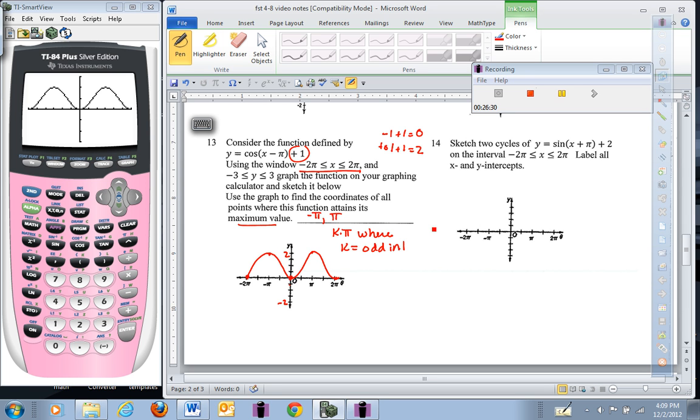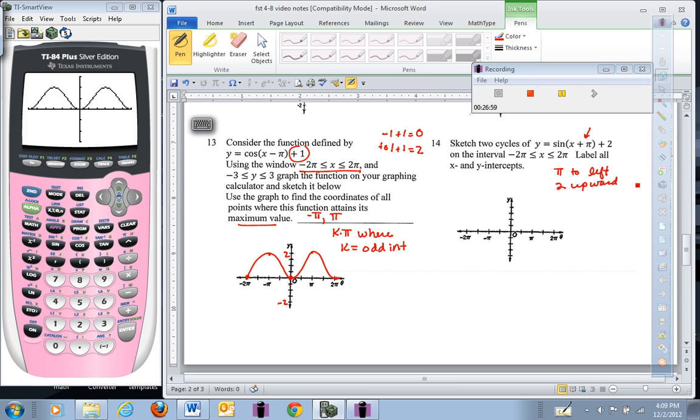Alright, sketch 2 cycles of the sine of x plus pi plus 2 on the interval from negative 2 pi to 2 pi, and label all the x and y intercepts. Well, a little bit of a chore for us, because we're going to move the graph pi to the left, because a plus pi means we go pi to the left, and 2 upward. Pi to the left and 2 upward. So again, you have to take a look at where the maximums were and where the minimums were, and then you're going to move them.